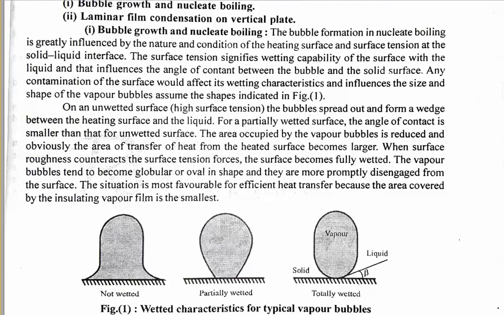These bubbles are shown in figure number 1, where we have three types of figures, that is non-wetted, partially wetted and totally wetted. On an unwetted surface, the bubbles spread out and form a wedge between the heating surface and the liquid. For a partially wetted surface, the angle of contact is smaller than for an unwetted surface.